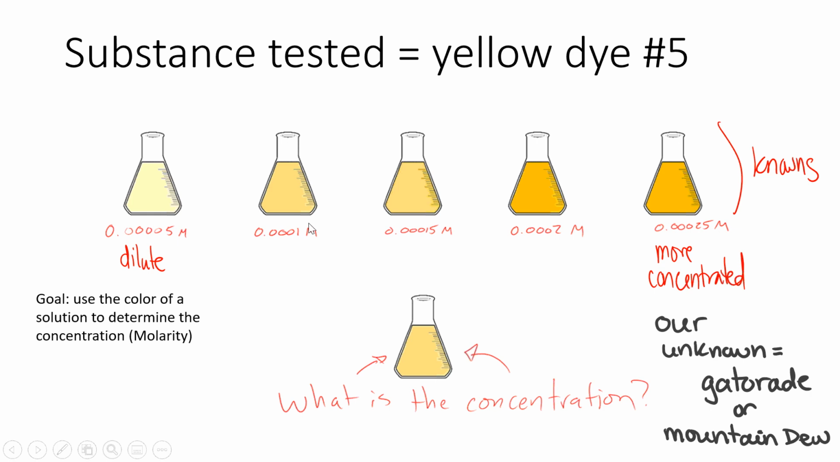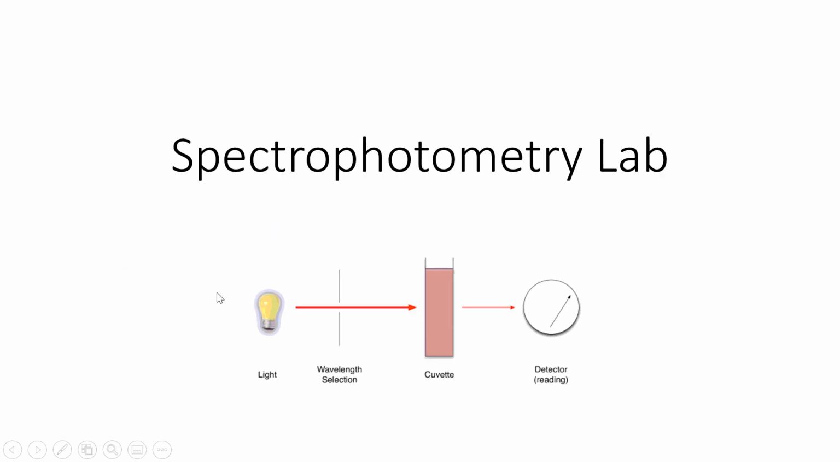So this one maybe appears to be similar to this shade, so maybe it's 0.0001 molar yellow dye, but maybe it's somewhere in between. It's really hard to gauge this just by looking at it. So that's why we're going to use the spectrophotometer to get a more precise measurement.